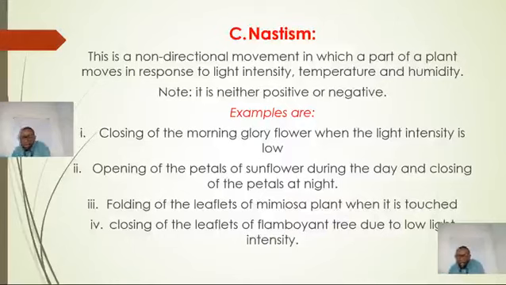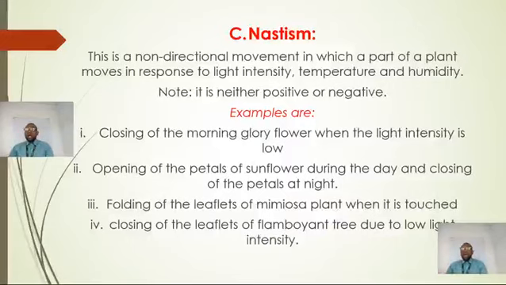Another one is folding of the leaflets of the mimosa plant. That plant we saw the other time, the image we saw from the beginning. When it is being touched, what will happen? It will close. So, like I've said, this response is just one way. It's non-directional. When you touch, it closes. When there is light intensity, they blossom. Another one is closing of the leaflets of the flamboyant tree due to low light intensity. What is that about nastism?